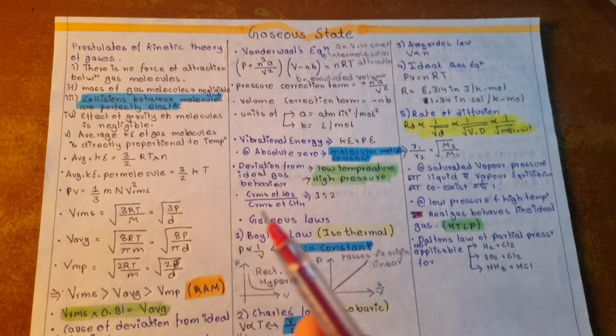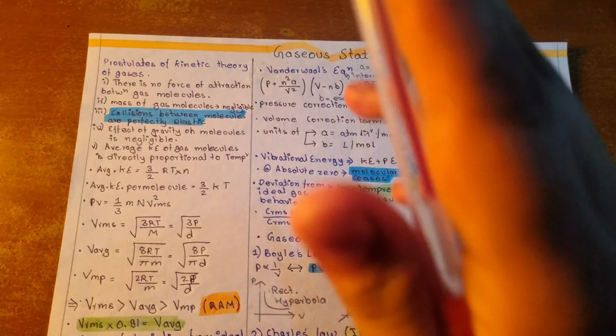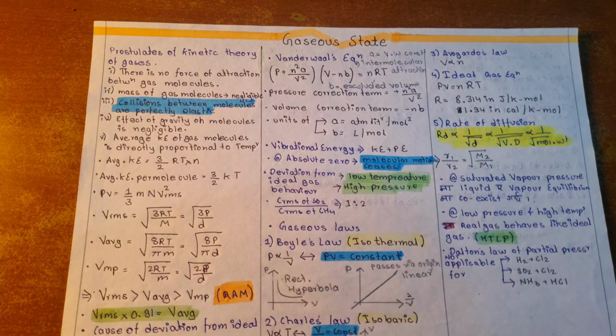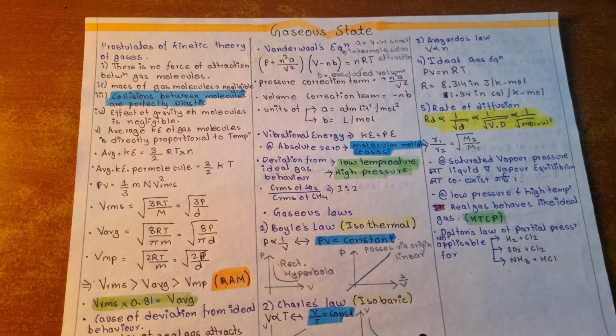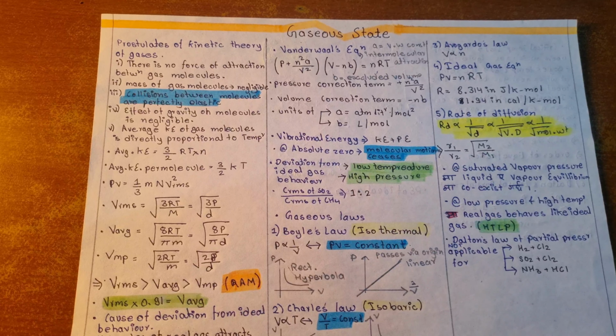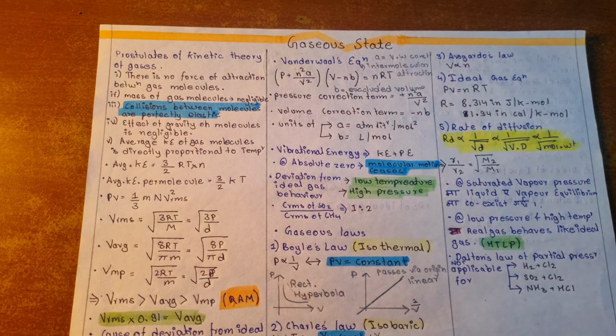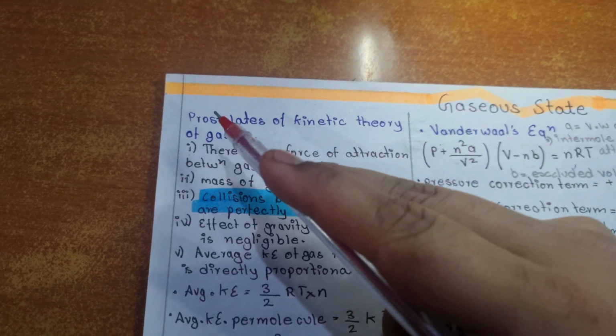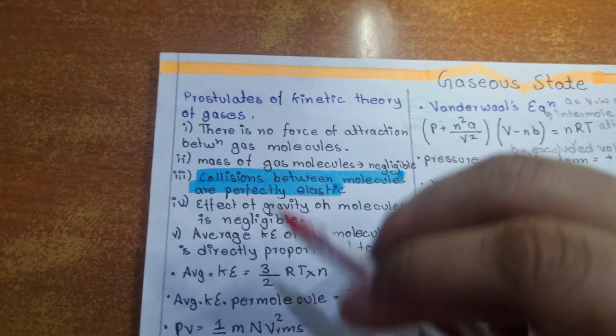Now, this is our third and the most important chapter, that is gaseous state. The beginning. Matter has 3 fundamental states. First one is gaseous state, second is liquid state, third one is solid state. Now, to understand about gaseous state, this all the space is known to be gaseous state. Our first topic of this chapter is postulates of kinetic theory of gases.